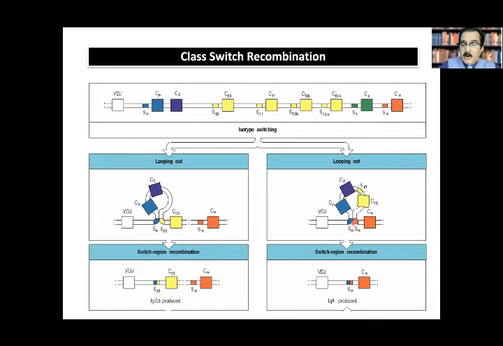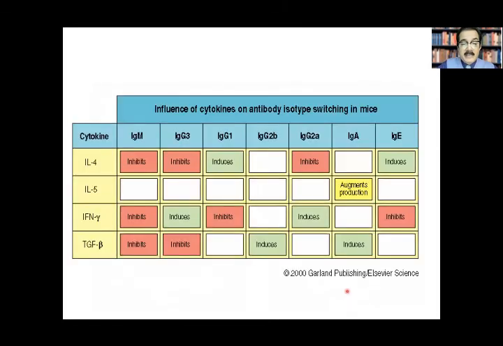If you switch all the way to the end, C alpha, now you have an IgA antibody. And once you recombine it, you cannot say, oh, I just changed my mind, I want to go back to being an IgM. That is impossible because you have actually deleted the intervening DNA at the genome level.